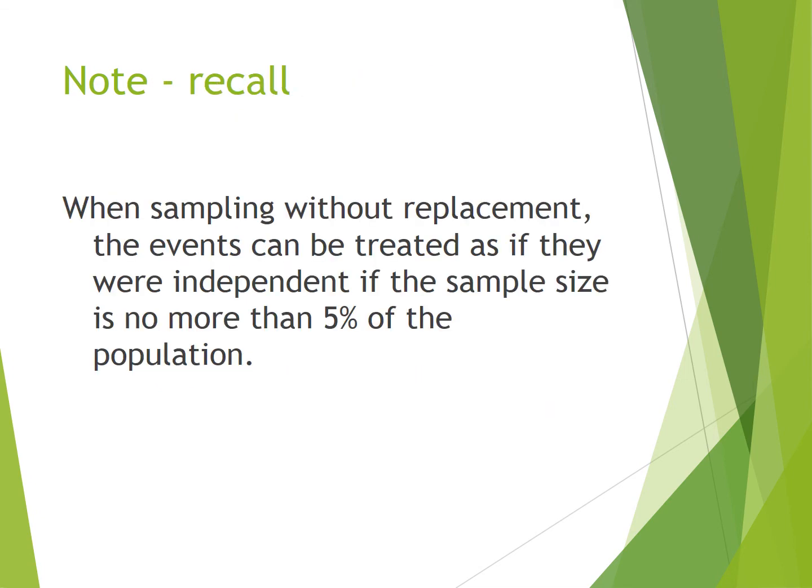When we're talking about independence, if we are dealing with very large populations and our sample sizes are no more than 5% of the population, even when we're sampling without replacement, we can still treat those events as being independent. Normally, if you do not replace, the events are not independent. We looked at this in the last chapter.